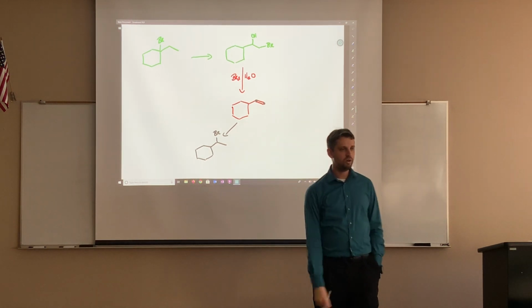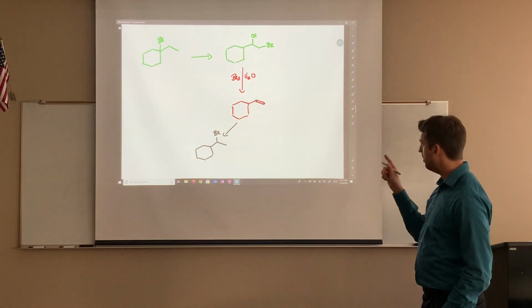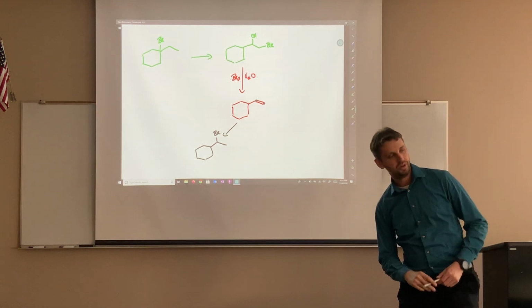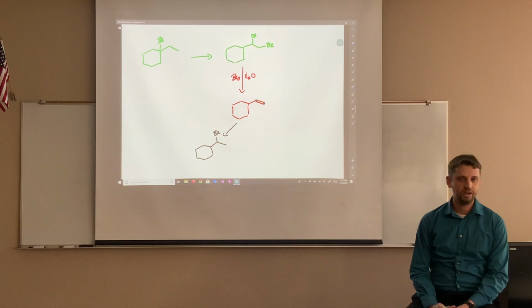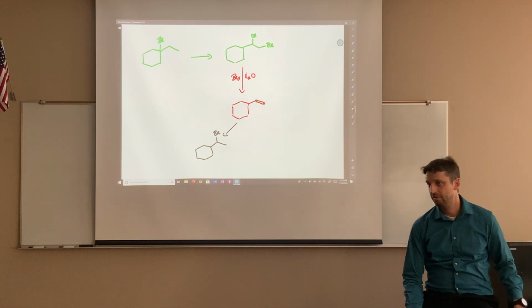So how can I put that bromine on that carbon? So see what you guys can come up with. I've narrowed it down for you guys a little bit here. It's still going to take more than one step. Okay?